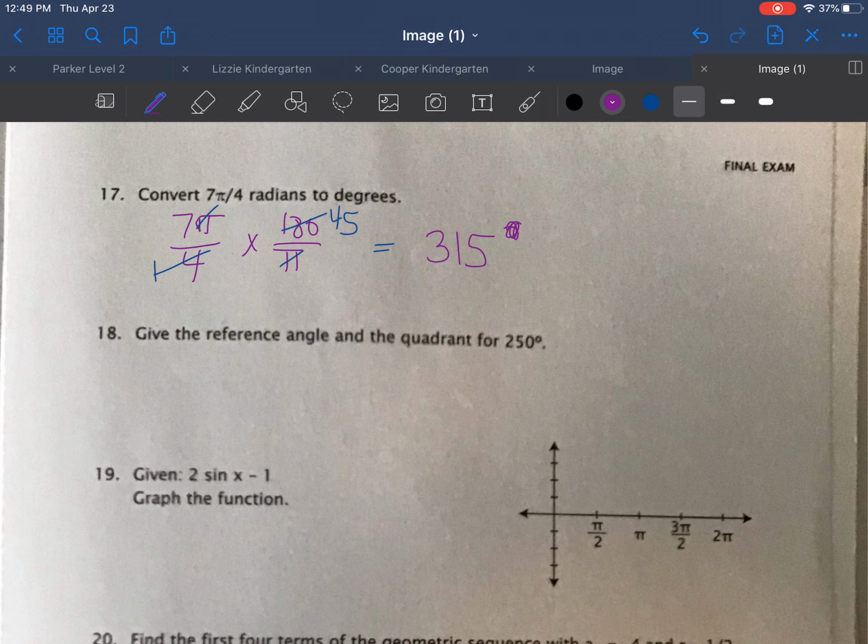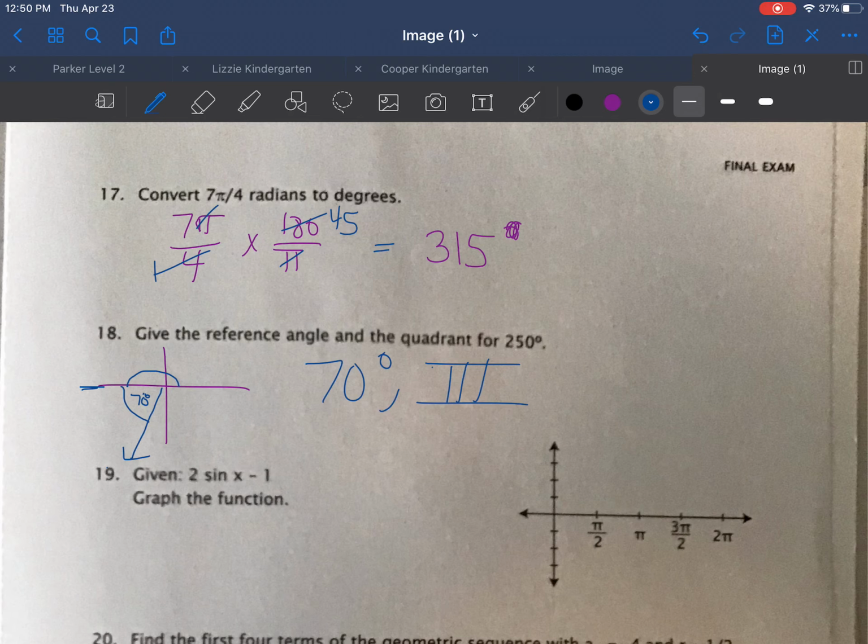Give the reference angle and quadrant for 250. 250, we go 180, 250, let's see, 270 is there, so 250 is like this. Okay, so 250 degrees, here's 180, this is 250, so we have gone 70 degrees past the 180 mark. The reference angle is always the distance from the x-axis, the degree to the x-axis. So here, our reference angle is 70 degrees, and it's in the third quadrant.